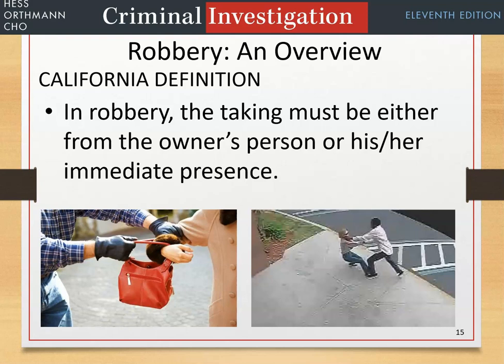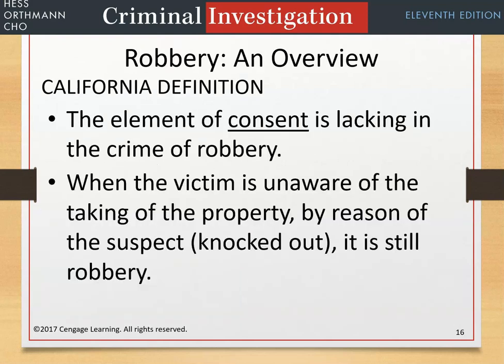Okay, now immediate presence is in there because sometimes they will have you put the item down in front of you. So it might be that the person points a weapon at you and says, throw your wallet on the ground or throw your wallet on the counter. So it's not on your person, but it's in your immediate presence based on the fact that they threatened you. Does that kind of make sense? So that's why California puts in that immediate presence clause.